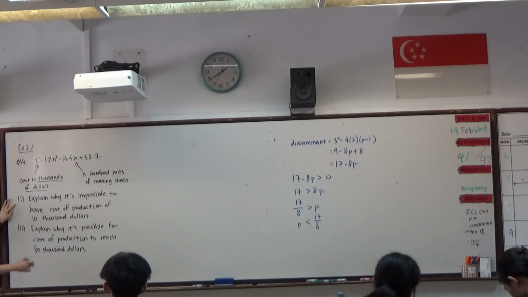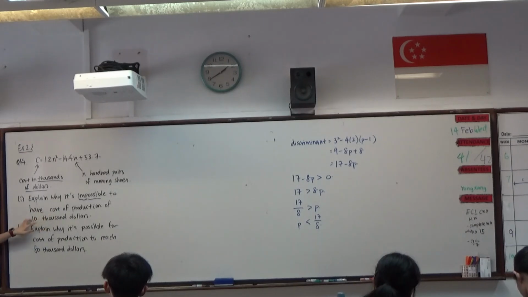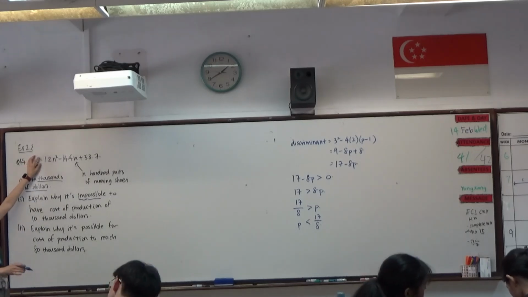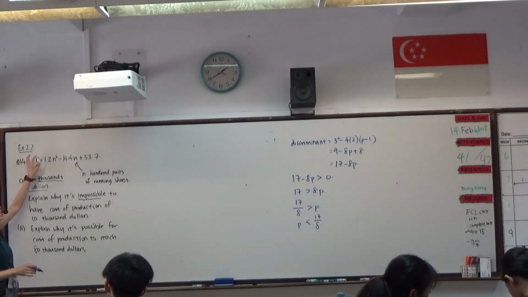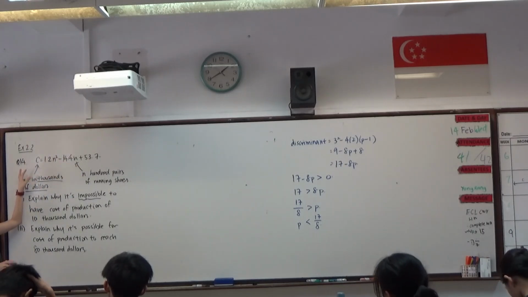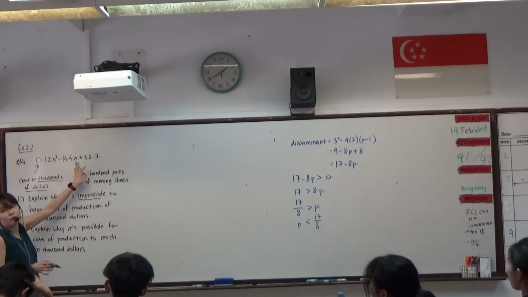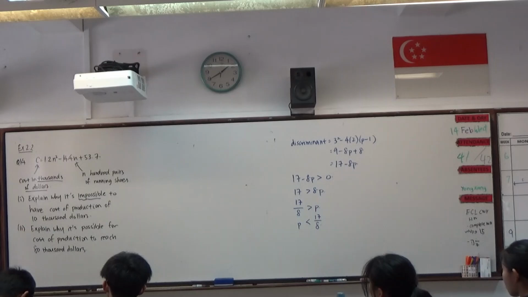Alright, so in part I, we want to explain why it is impossible for the cost of production to be $10,000. That means that if I have 10 being placed inside here for my value of C, I'm unable to solve this equation. That is what the question is trying to say. That when C is equals to 10, there will be no value of N that is possible. You can never have that number of pairs of running shoes. So, to explain why it is impossible, we use the discriminant. We have the idea that it is not possible to solve. That means that our discriminant will have to be less than 0.